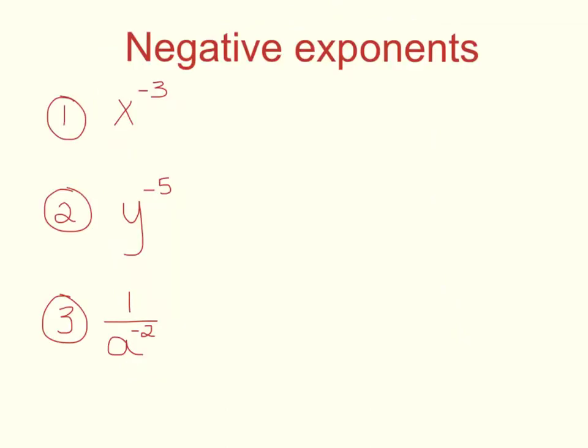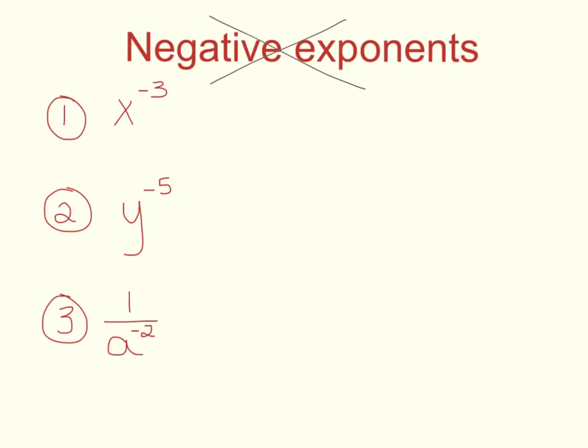Alright, now we're going to talk about negative exponents. Okay, so negative exponents are something we never want to have. So negative exponents are bad. We want to get rid of them. Okay, and the way to get rid of them is we're going to think of them as being in a fraction. And if they're on the top of a fraction, we're going to move them to the bottom. And if they're on the bottom of a fraction, we're going to move them to the top.